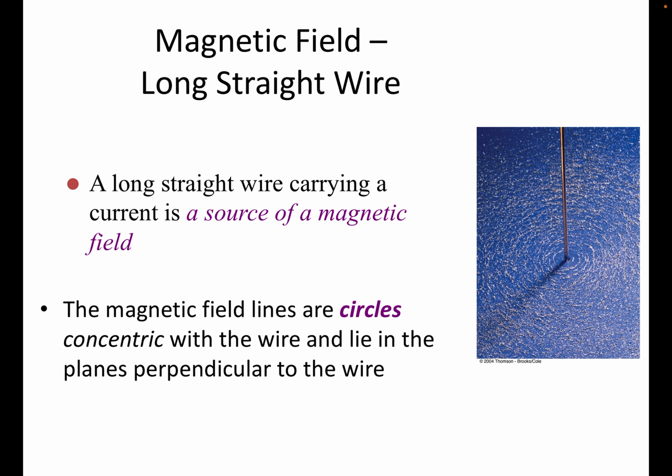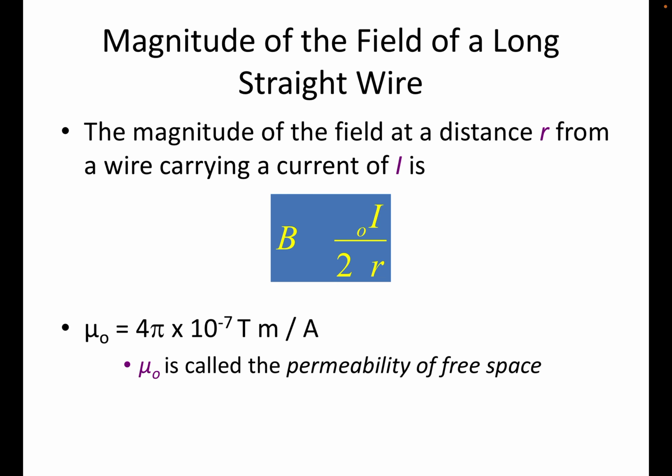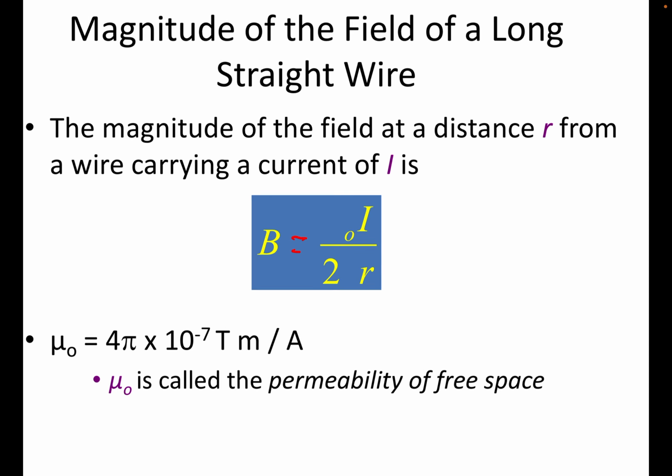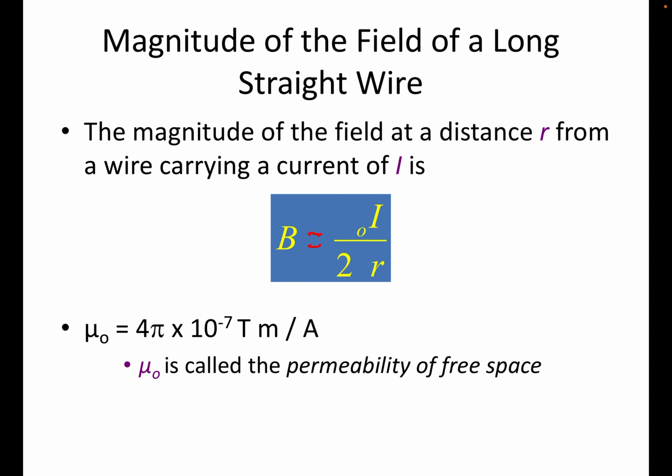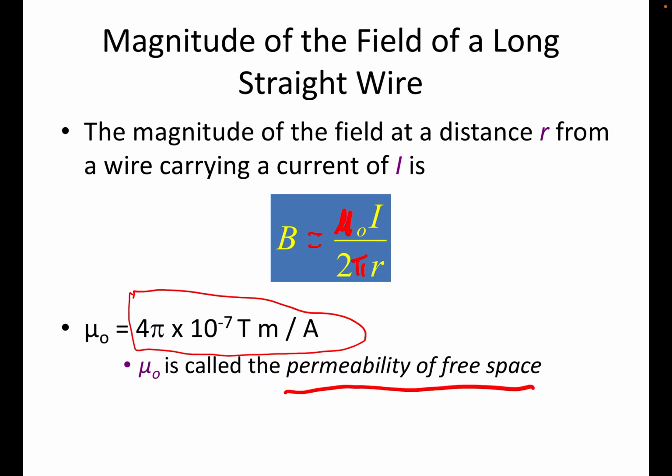So this picture shows us what the magnetic field lines actually look like for a straight wire. We can also calculate the magnitude of this field generated by a straight wire. It's given by B equals mu0 I over 2 pi r. And mu0 is a constant. Its magnitude is given by 4 pi times 10 to the negative 7 Tesla times meter per ampere. Mu0 is called the permeability of free space.